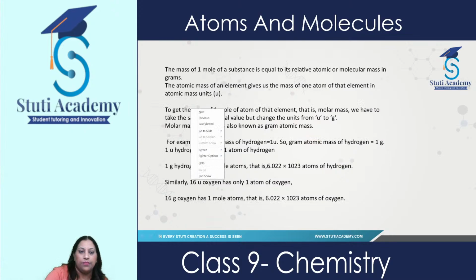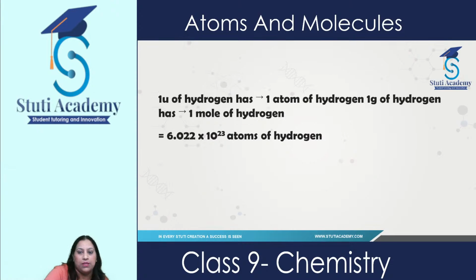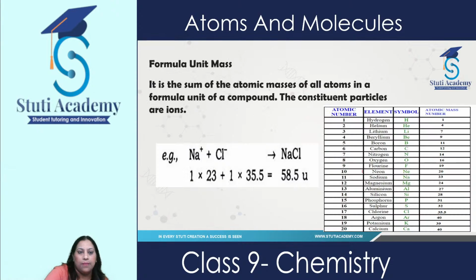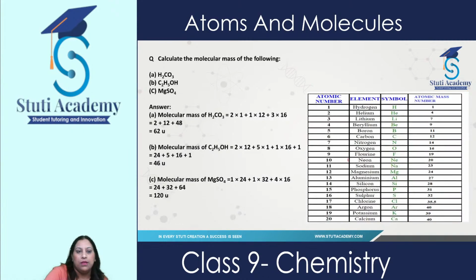Now we'll do molecular mass, how to find molecular masses. So here are certain examples. How can you calculate the molecular mass of the following compounds which are mentioned here? First is H2CO3. Now you need to calculate the molecular mass of this compound. And how will you find out? Look here.